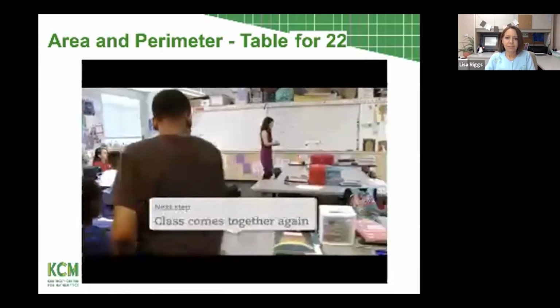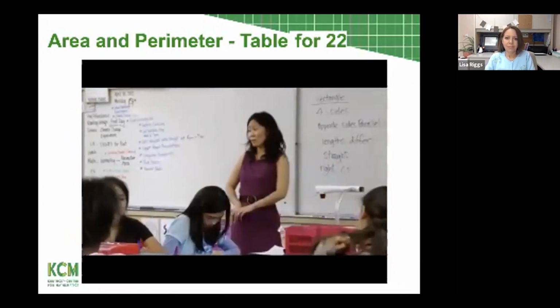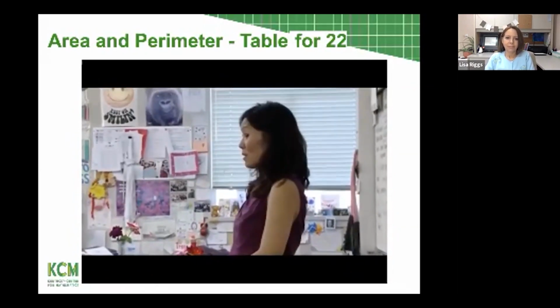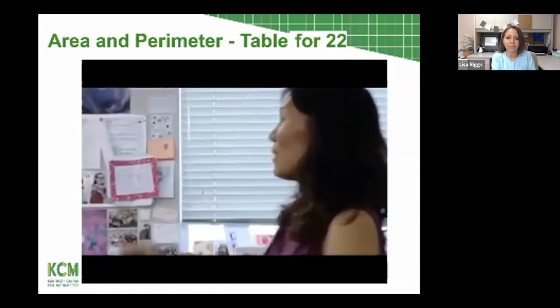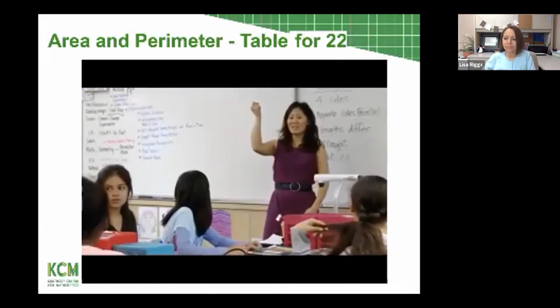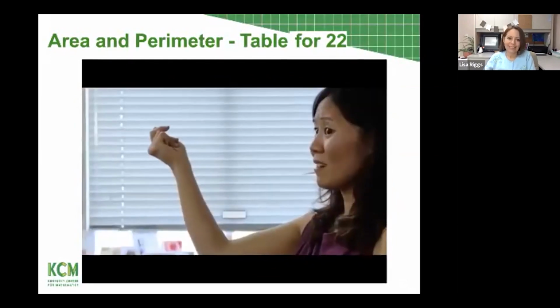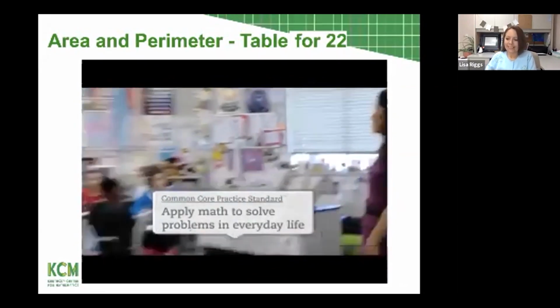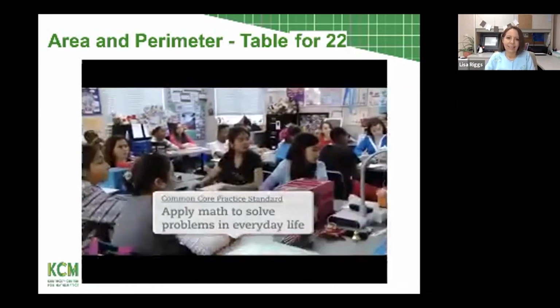Everyone, come on back. This started out as a challenge problem, but then as you were talking in your groups, a lot of you actually had a light bulb go off, ding, where you said, oh my gosh, this is math. I'm using math to figure out this real world problem.